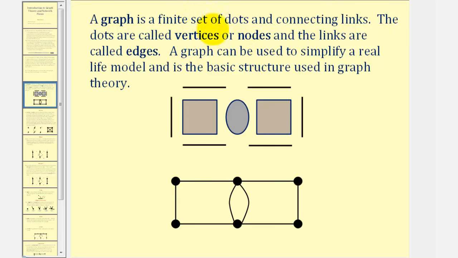A graph is a finite set of dots and connecting links. The dots are called vertices or nodes, and the links are called edges. A graph can be used to simplify a real-life model and is the basic structure used in graph theory. So this is a diagram of the neighborhood the officer must patrol. We could use this graph to represent this model. Notice how each intersection would be a dot, which we call a vertex, and each street would be an edge in the graph. Notice how here we have 6 vertices and 8 edges.